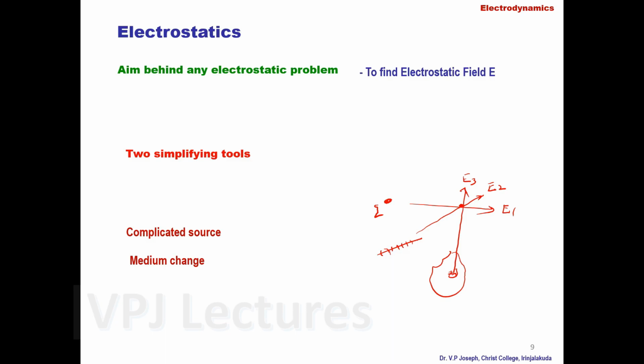In that case, in this situation we make use of the potential formulation. And the electric potential V is a scalar quantity, and with the help of V we will tackle this problem. And the second is with respect to a medium change. The medium change is represented in terms of boundary conditions.